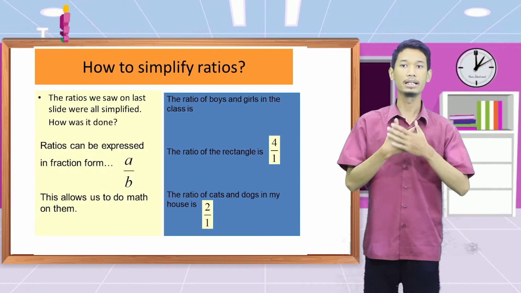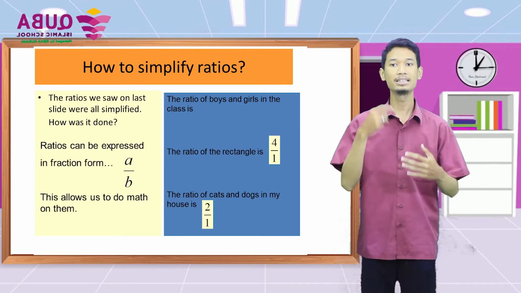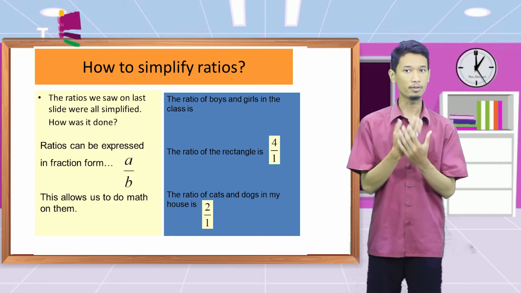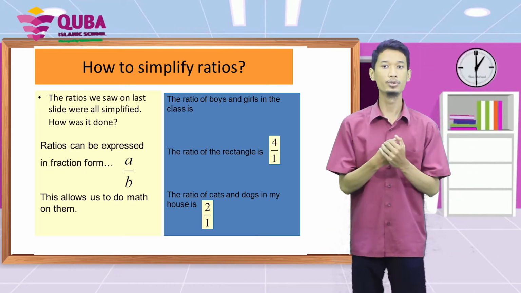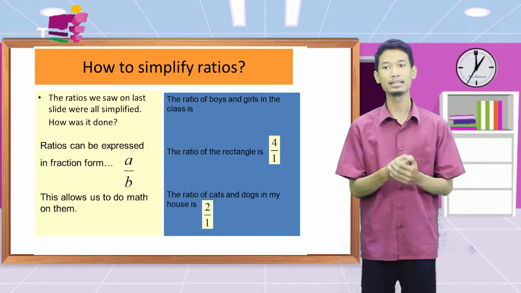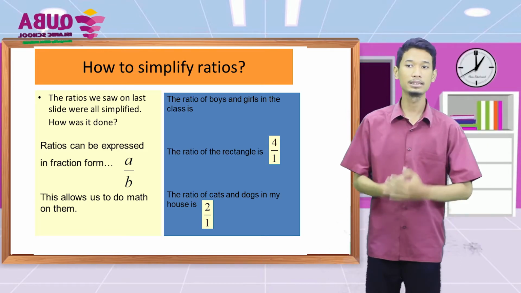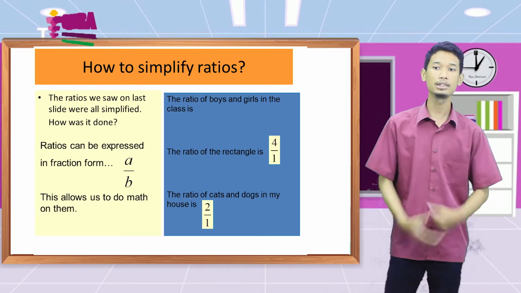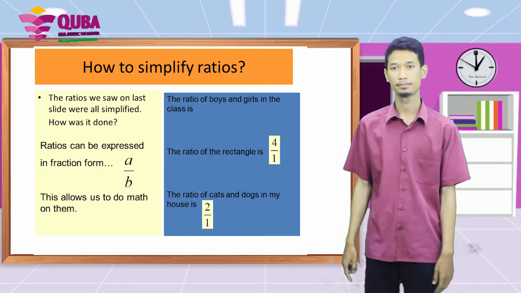How to simplify ratio? The ratios we saw on the last slide were all simplified. How was it done? Ratio can be expressed in fraction form A over B. This allows us to do math on them. The ratio of boys and girls in the class is 12 over 11. The ratio of the rectangle is 4 over 1. The ratio of cats and dogs in my house is 2 over 1.